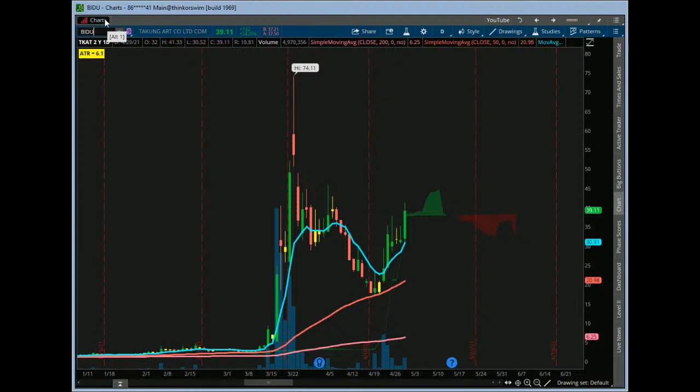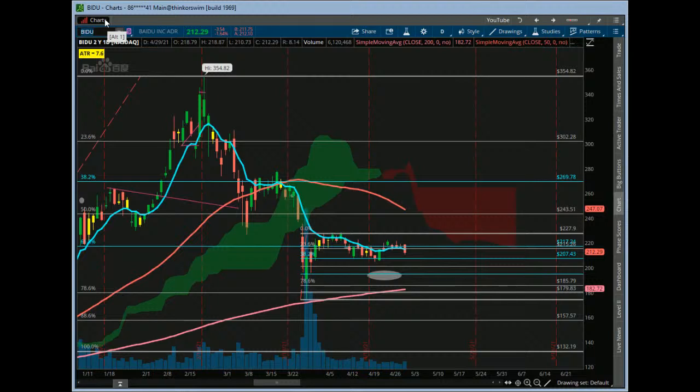Let's take a look at Baidu. So Baidu's still chopping around this area right here. Below the ADMA, though, today. Keep an eye on it. With that volume and that kind of candle, it might get a little bit of action tomorrow if the Chinese sector gets a little bit weak today or tomorrow.